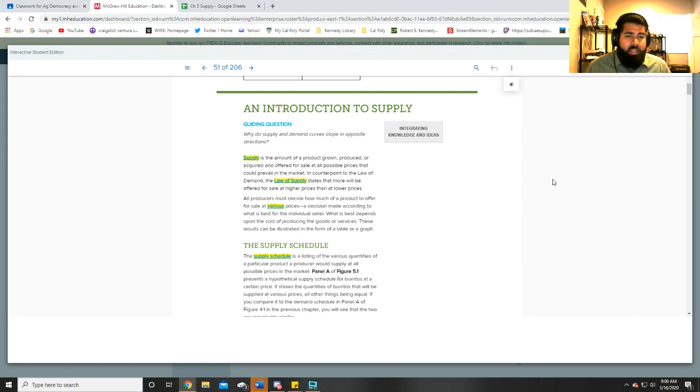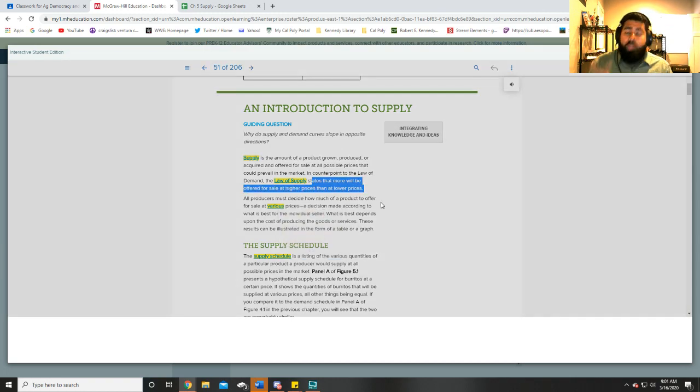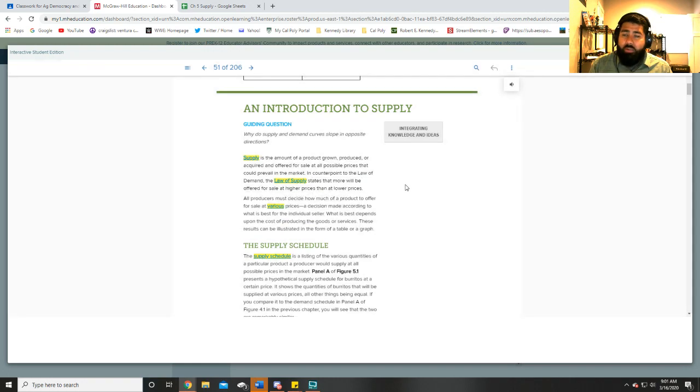Now, the law of supply, just like there was a law of demand. The law of demand, remember, stated that as prices go up, demand goes down. But the law of supply is not inverse. It goes parallel, or congruent, with the price. So the law of supply states that when the prices increase, the supply also increases.